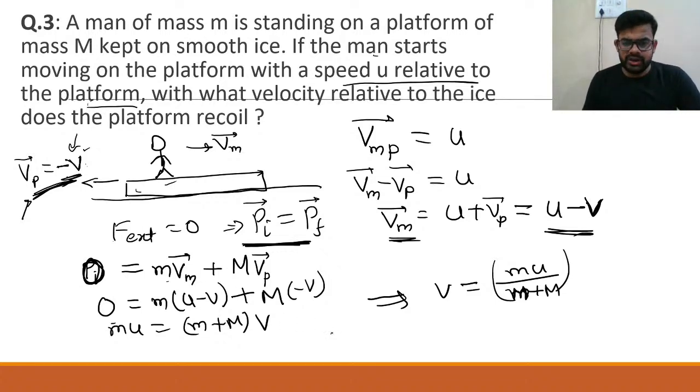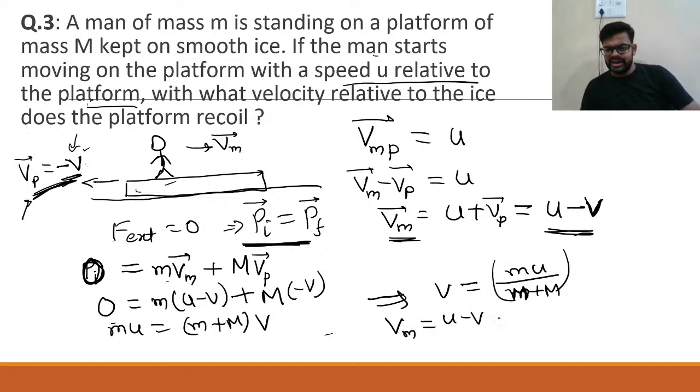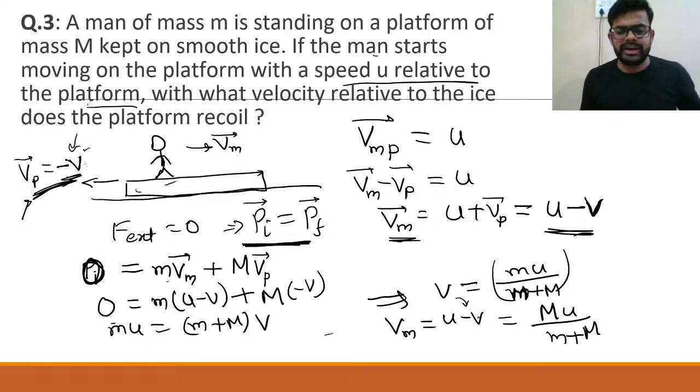Okay, so we got the value. Now if someone asks what is the speed of the man, directly I will write that it is u minus v. So let us write the value here. I will put the value, and finally I will get mu upon m plus M. I did nothing, just placed the value of v here. That's all. So you will get the answer.